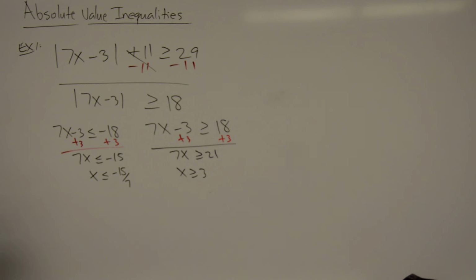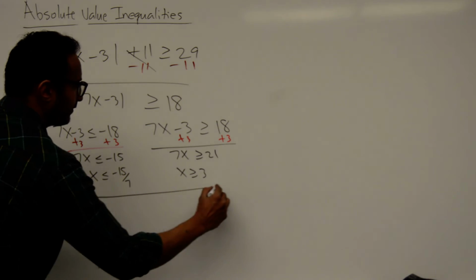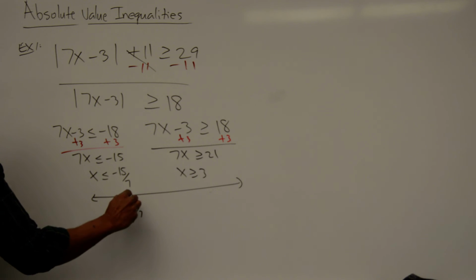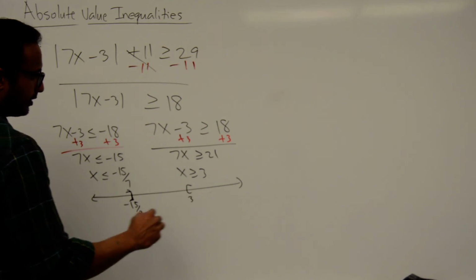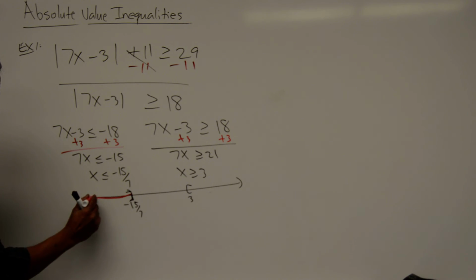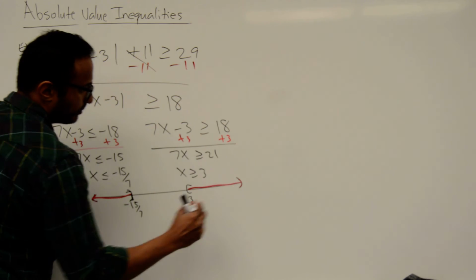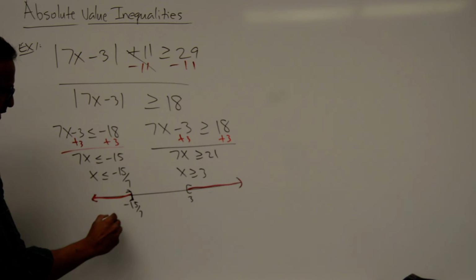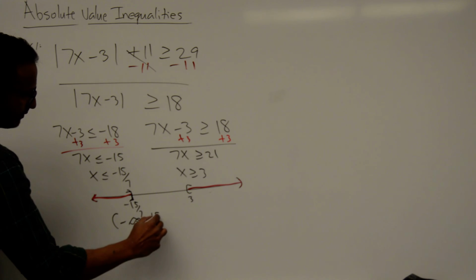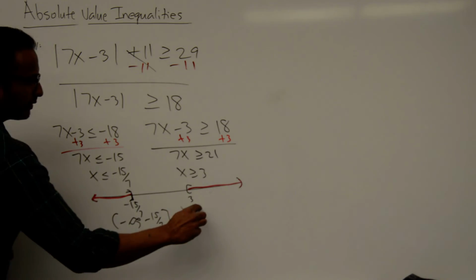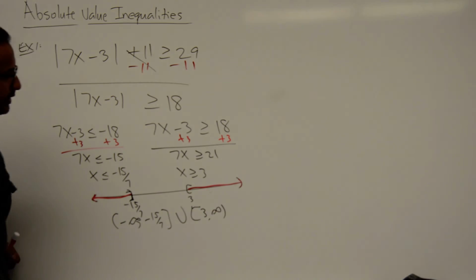Okay, so those are our solutions. By now, hopefully you can see that this is a union, but we're going to graph this anyway. So we have negative 15 over 7 on one side, and this time it's a bracket because it's equal to. And then we've got 3 on the other side. We're going to have one solution set going towards negative infinity, one solution set going towards positive infinity. And then in interval notation, you have negative infinity, comma, negative 15 over 7, with a bracket, union, because we got two disjoint sets, and then we got 3, comma, infinity going the other way.